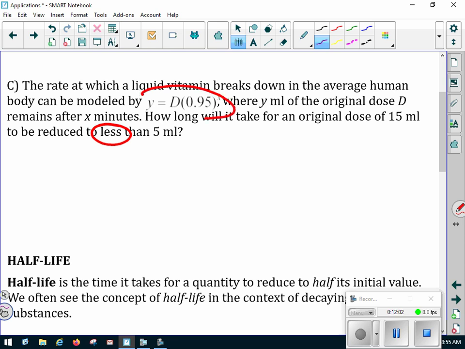Here's our equation. What are we going to say? How long will it take? So what are we looking for? Time. So what variable are we looking for? T, or in this case, X. All right, so we're looking for X. What are we going to put in for D? 15 is D. So 15 times 0.95 to the X.